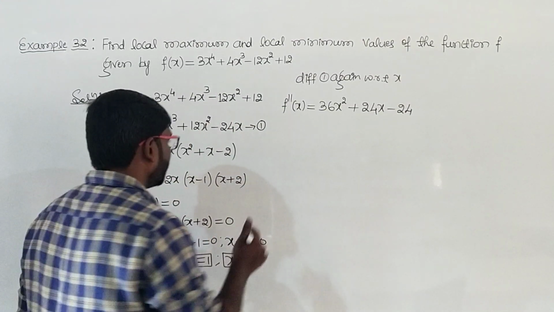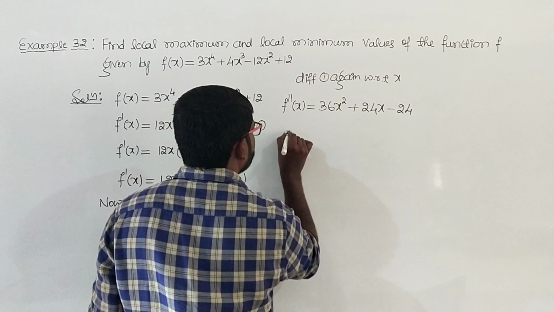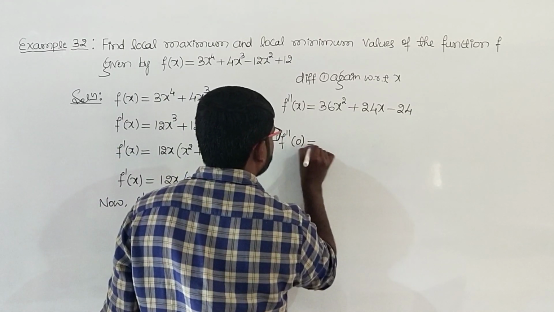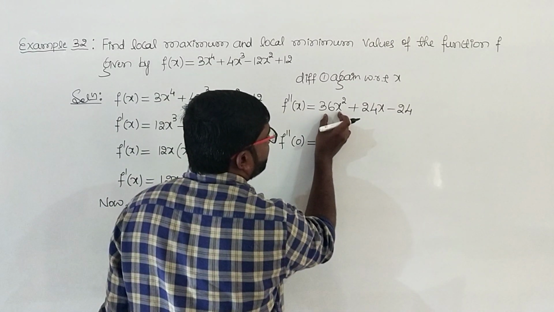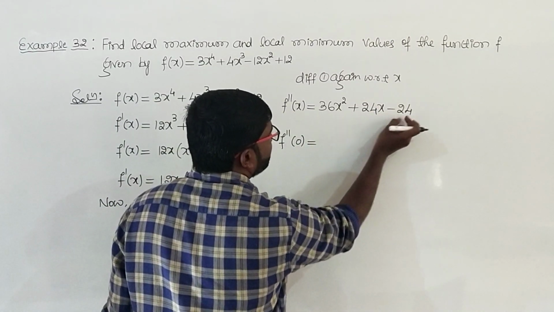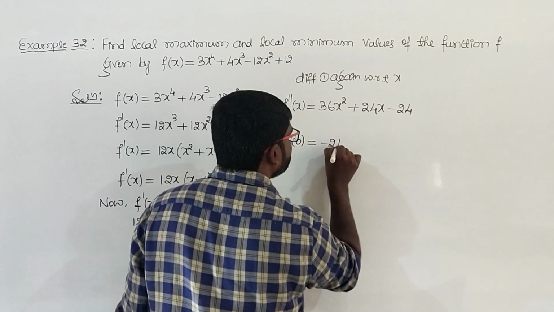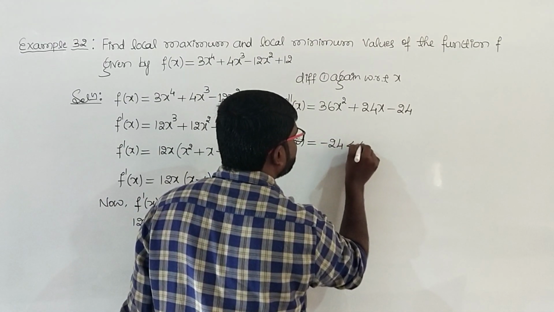Let us verify this now. We shall go for f double dash of 0, the first point. That means x should be 0. Replace x by 0. So this term becomes 0, this term becomes 0. So we get only minus 24. Minus 24 means it is less than 0.